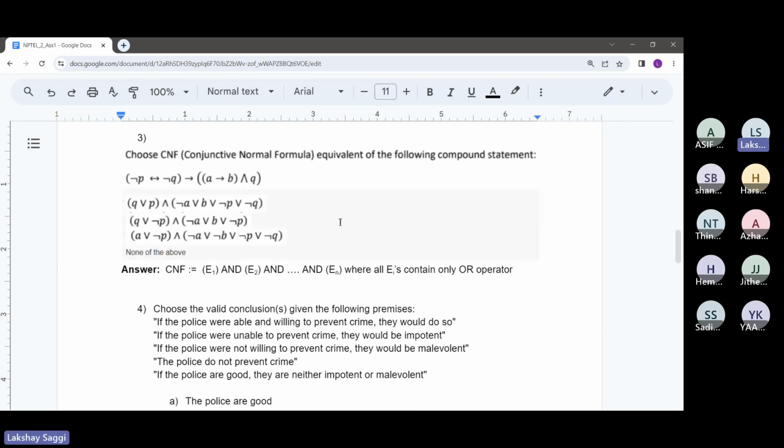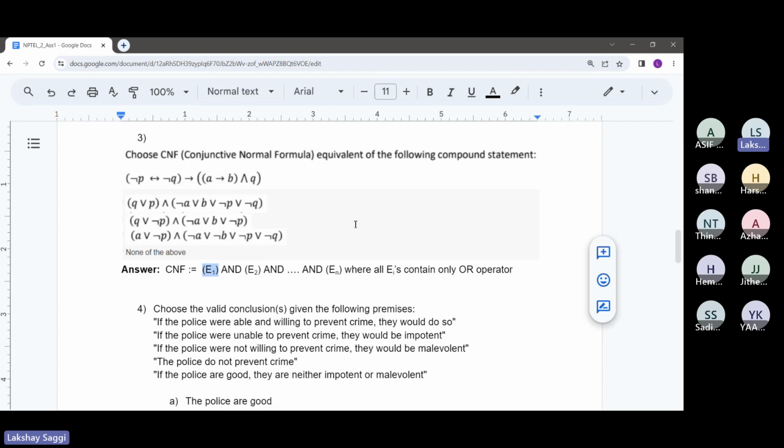I hope this definition makes sense. So CNF is just conjunctive normal form. It's a form of an expression where the expression is broken down into some n expressions, and the final expression can be written as E1 and E2 and E3 and E4 till En. All of these E1, E2, E3, E4 only contain the OR operator. So let's just say E1 can be P or Q or R, but it can't be P and Q. It can only contain the OR operator.